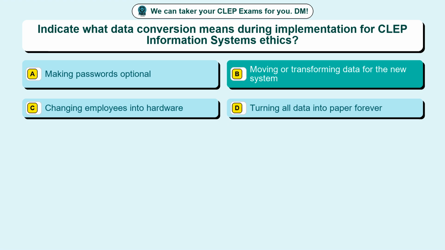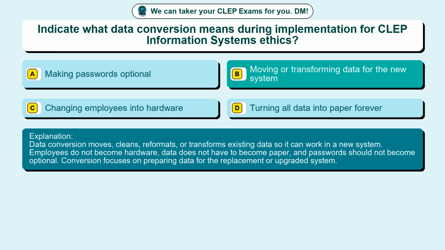The correct answer is option B. Moving or transforming data for the new system. Data conversion moves, cleans, reformats, or transforms existing data so it can work in a new system. Employees do not become hardware, data does not have to become paper, and passwords should not become optional. Conversion focuses on preparing data for the replacement or upgraded system.